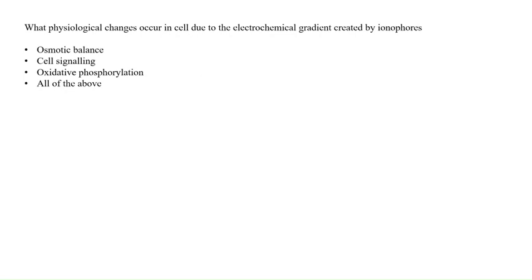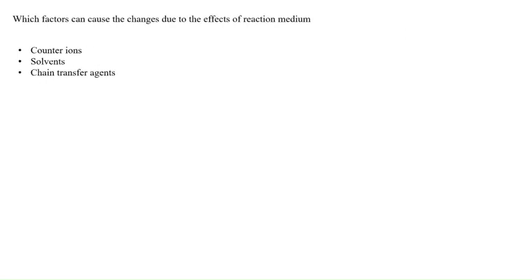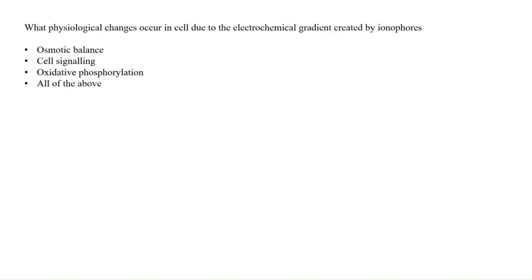What physiological changes can occur in a cell due to the electrochemical gradient created by ionophores? Because of the ionophore and the electrochemical gradient created by them, the equilibrium between free ions and ion pairs is shifted towards the free ions due to highly polar solvents involved. An increased polymerization rate will be there, and low polar solvents drive the reaction system towards the covalent species, which does not propagate or propagates more slowly than free ions.